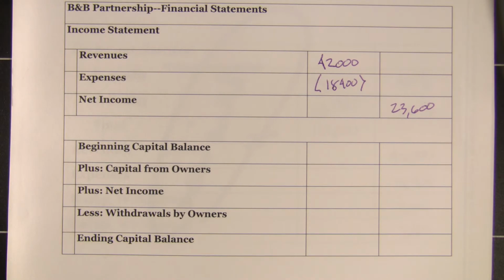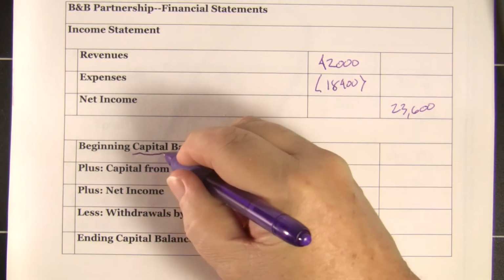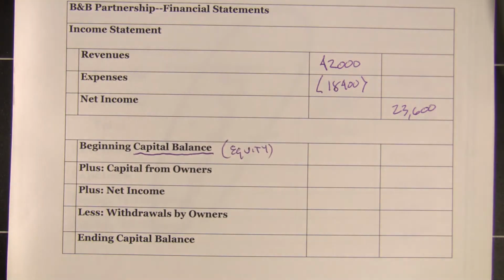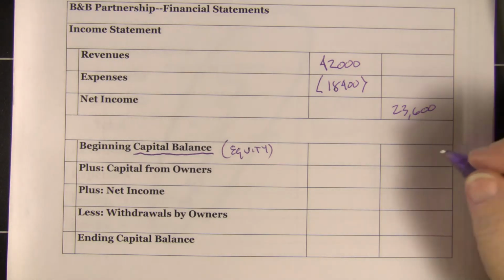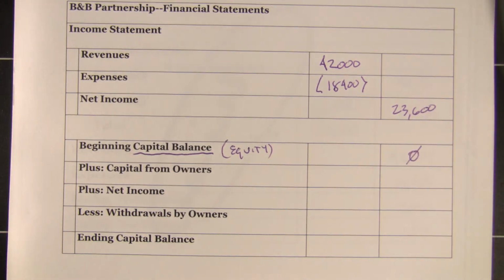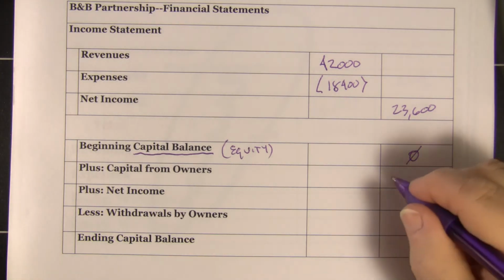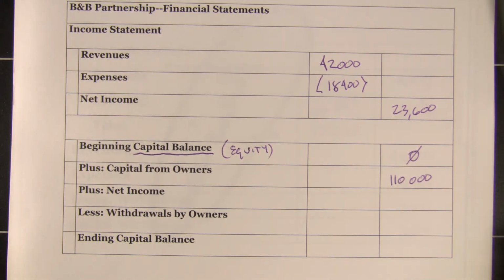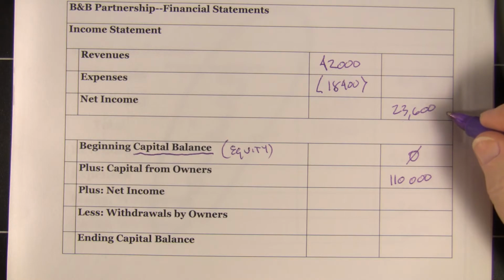Now, when we were doing corporations, we had a thing called retained earnings and equity. Remember that? Well, this is a partnership. So instead of equity, they have a capital balance. Means the same thing. We just use a different word. Okay? So the beginning capital balance was 0. We just started. The two partners combined to contribute $110,000.